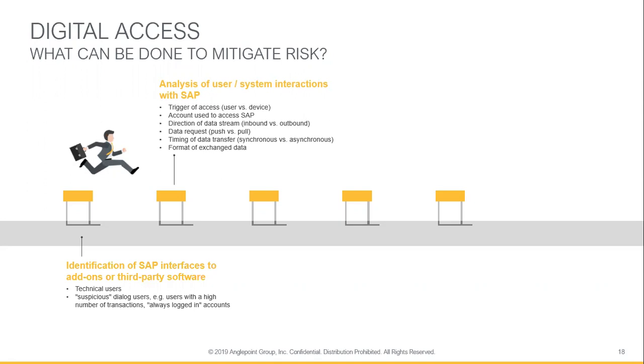Now that you know what applications you need more information about, go out and collect all the information you need. What's the trigger of access, what account is used to access SAP, and what's the direction of the data? Is it just inbound, just outbound, or both? Is the data pushed or pulled? What's the timing of that data transfer? What type of data is being sent, a flat file, an IDOC, whatever. So this is the collection phase: you want to collect all the data you can about each of those interfaces.